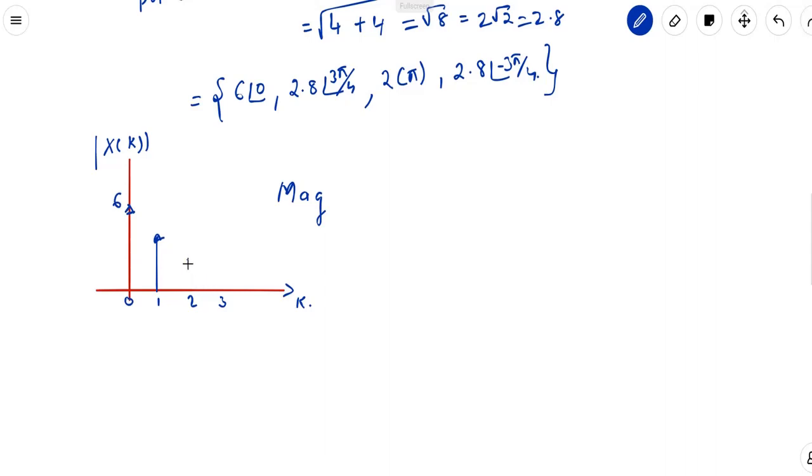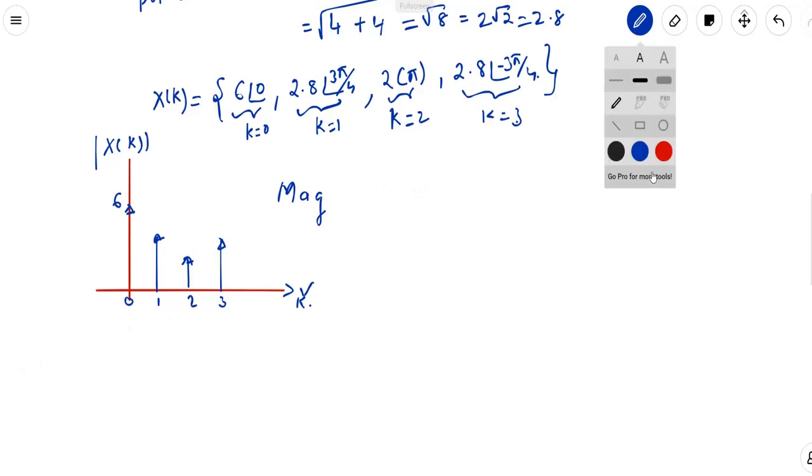So magnitude is 2. When k is equal to 3, again we got the magnitude as 2. This is when k is equal to 0, k is equal to 1. Because it is in the frequency domain, we use the axis as k. In the frequency domain we represent the axis as k. So this is k is equal to 2 and this is k is equal to 3. This is how we plot the magnitude.